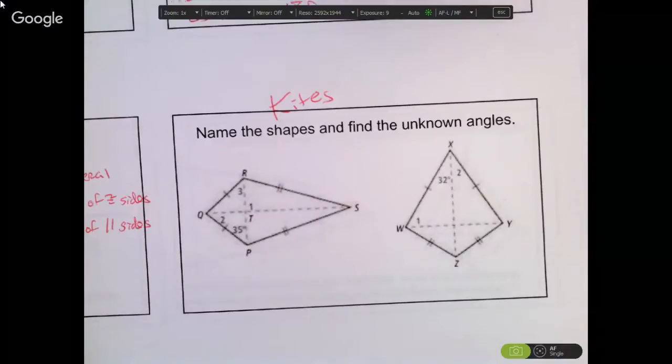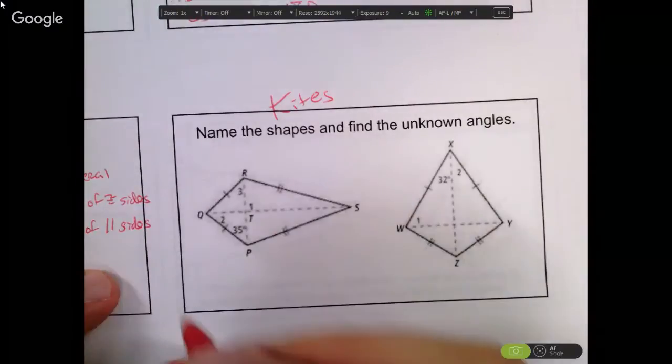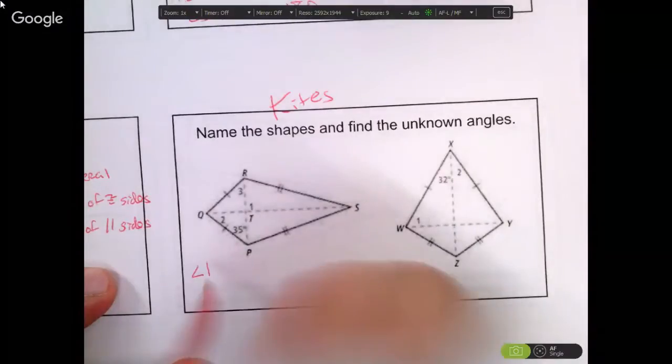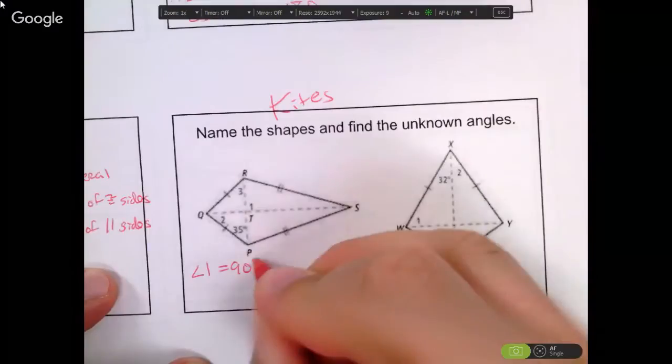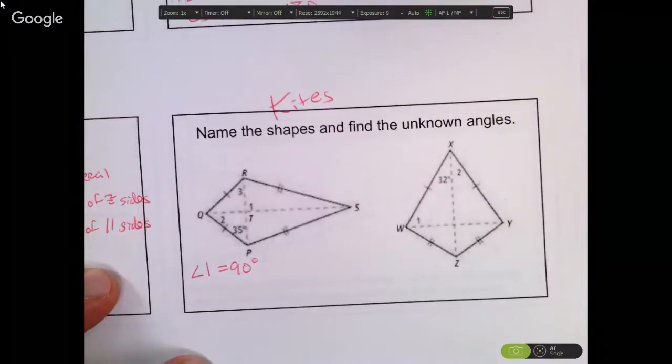Honestly, when I look at these, I visually look at them and figure out what's going on, and you know that certain properties exist. Now, if it was a proof, I would have to say which property I'm using, like diagonals are 90 degrees and so forth. This doesn't say prove anything. It just says find the unknown angles. So I know I have a kite. I can tell you that angle 1 in this first one is 90 degrees, because in kites the diagonals are perpendicular.